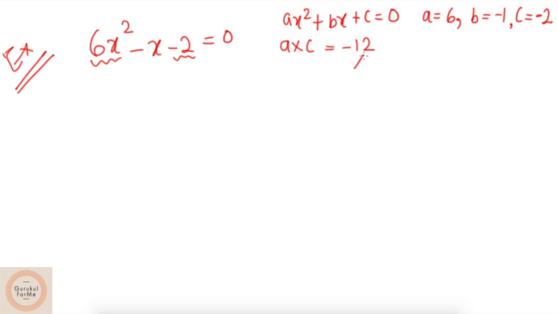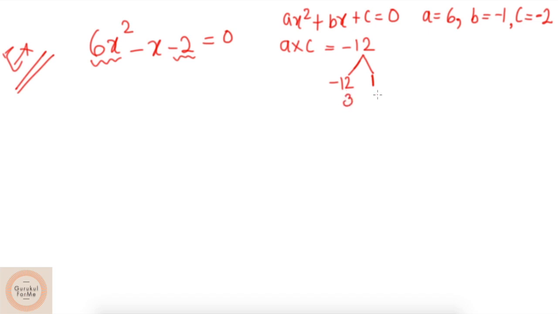Now we have to split minus 12 in a fashion such that the product of the split or the factors has to be equal to minus 12. Minus 12 into 1, yes. You multiply both of them, minus 12 into 1, you get minus 12, right?